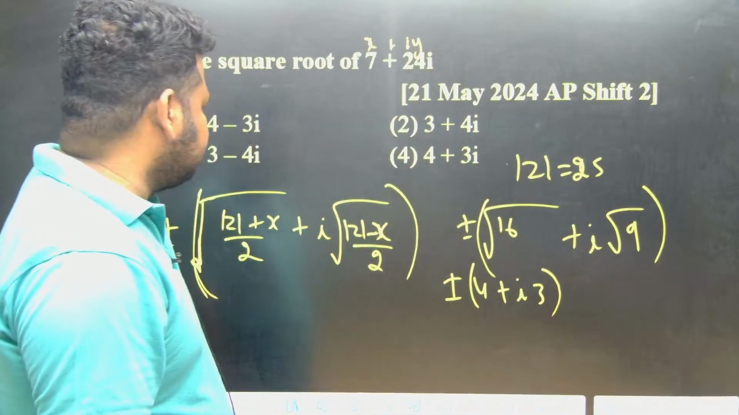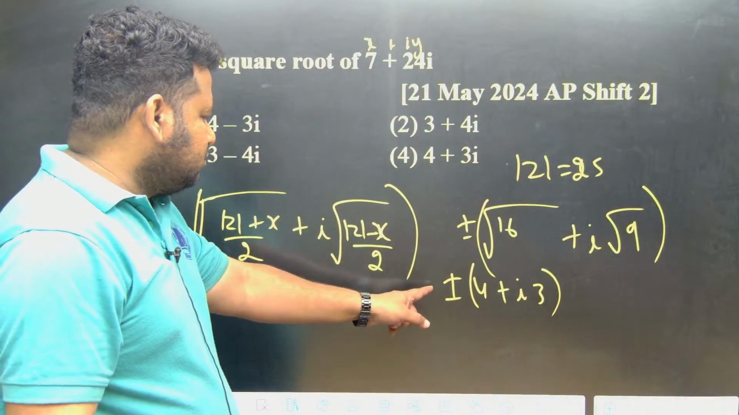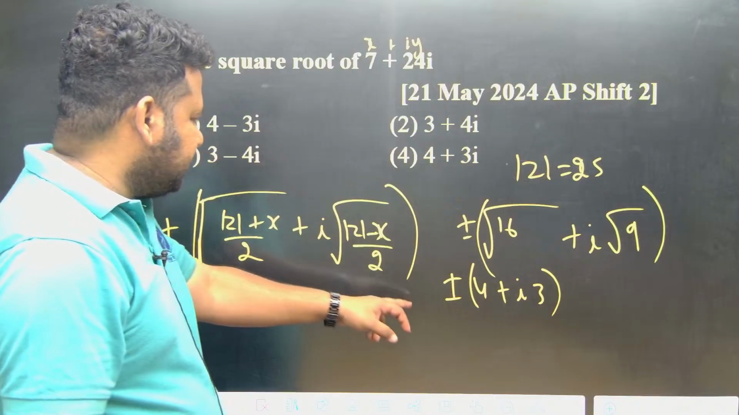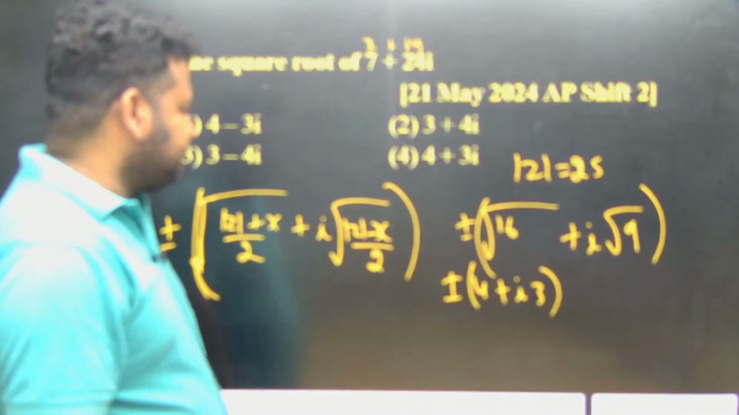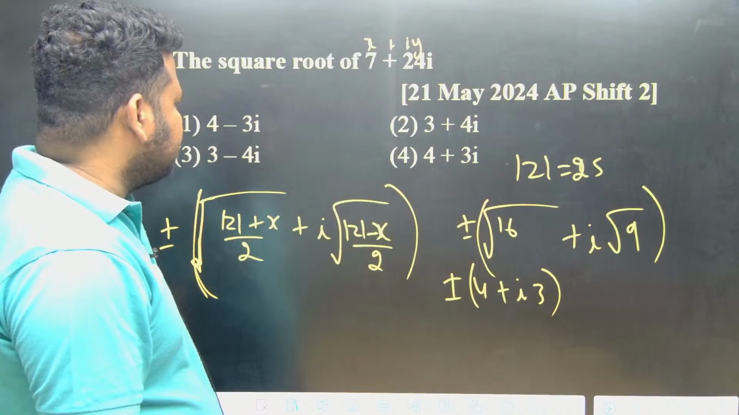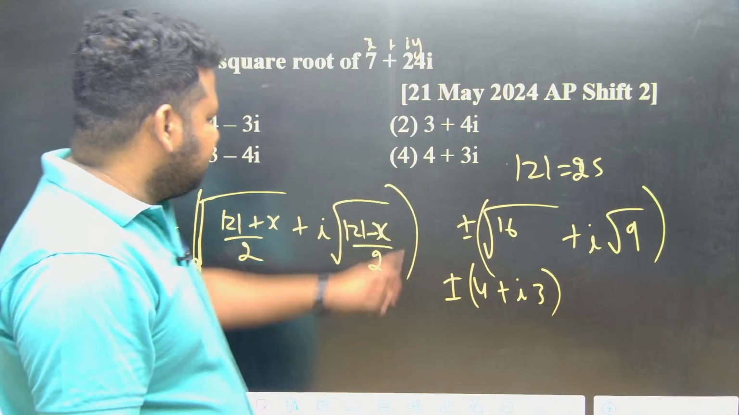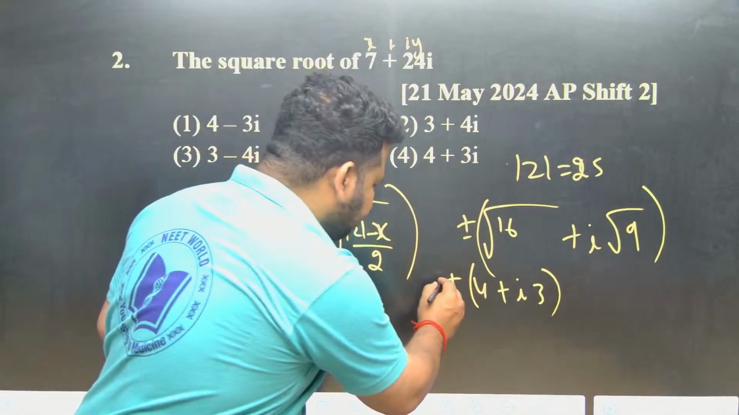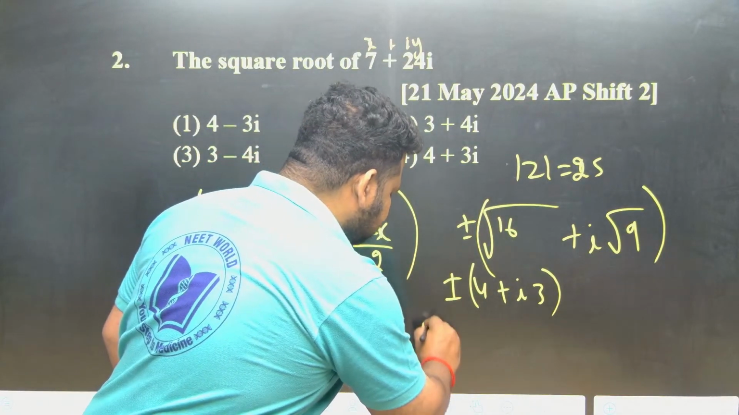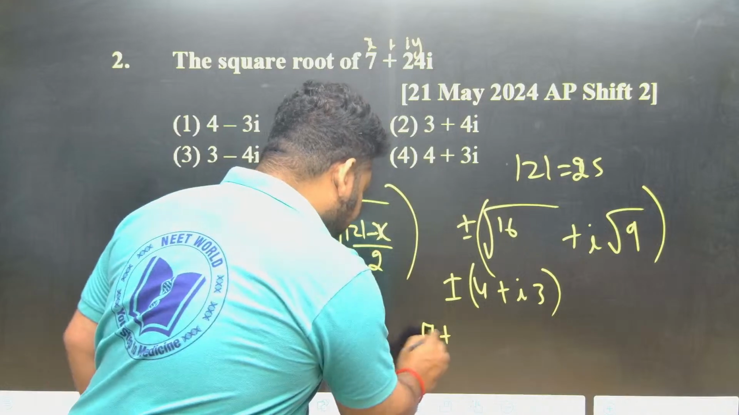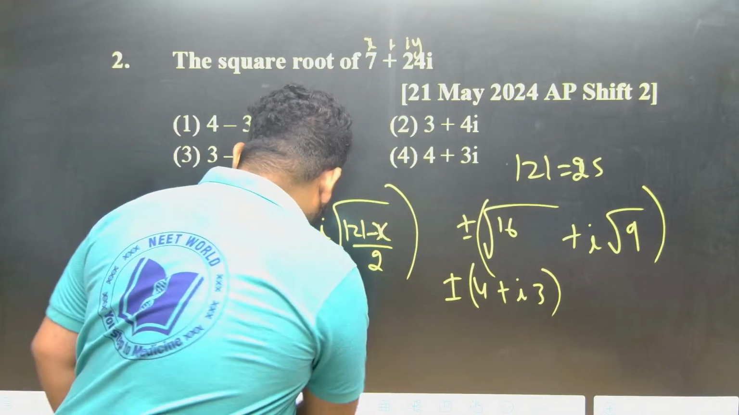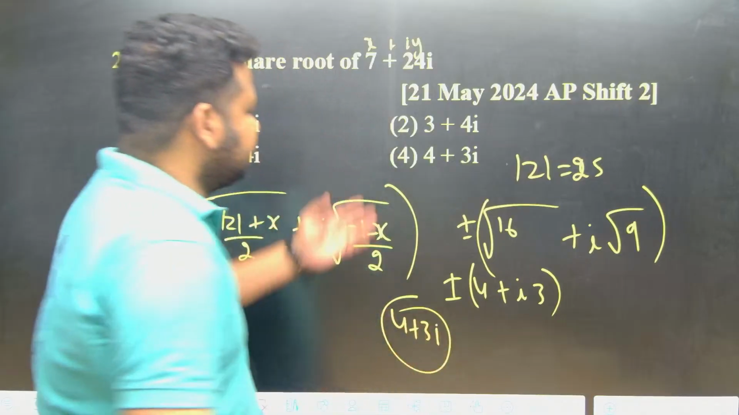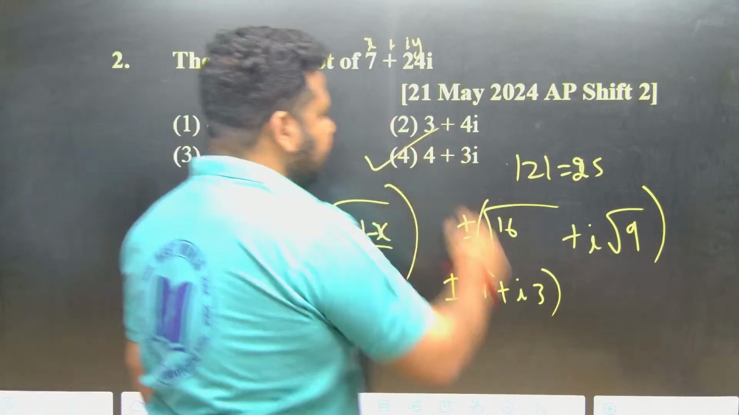So look at the options what we are having. So what we have to take? Minus 4 minus 3i. See here 4 plus 3i, one option is there. Yes, we will take the positive value. If I take the positive value instead of plus or minus, I will take the positive value 4 plus 3i. 4 plus 3i, we will get it. So that is nothing but it is in the option 4. Fourth option is the right option, friends.